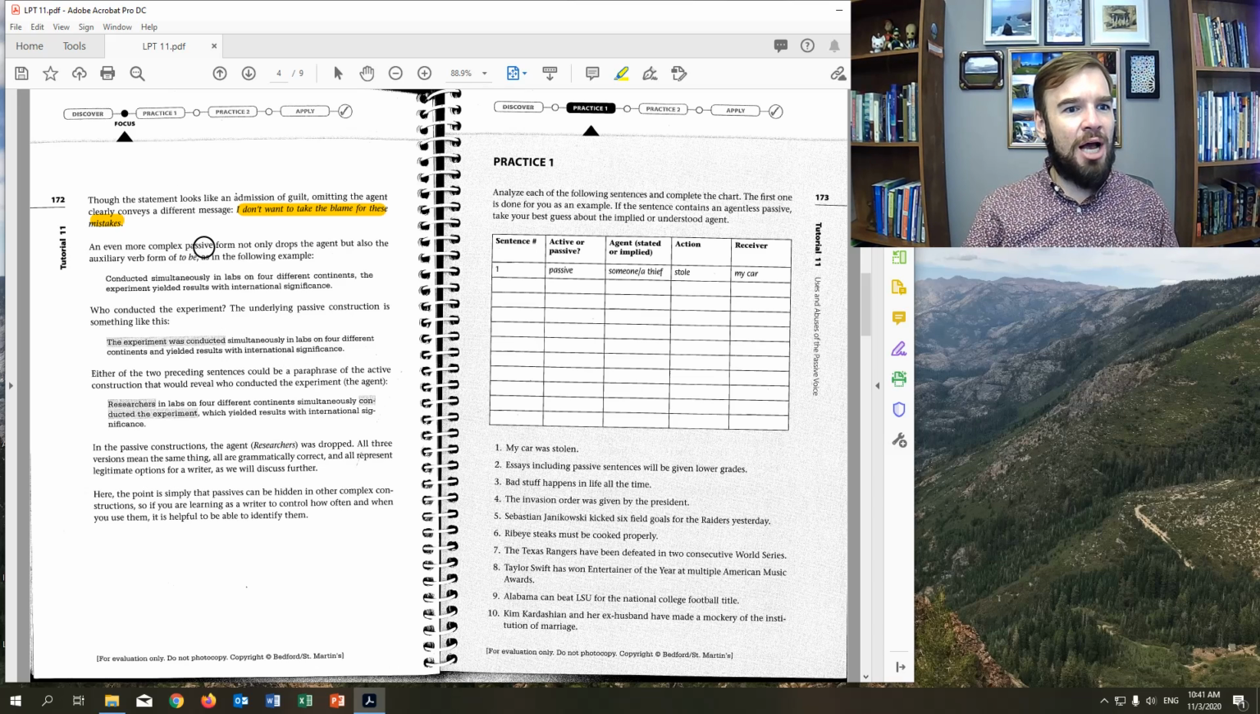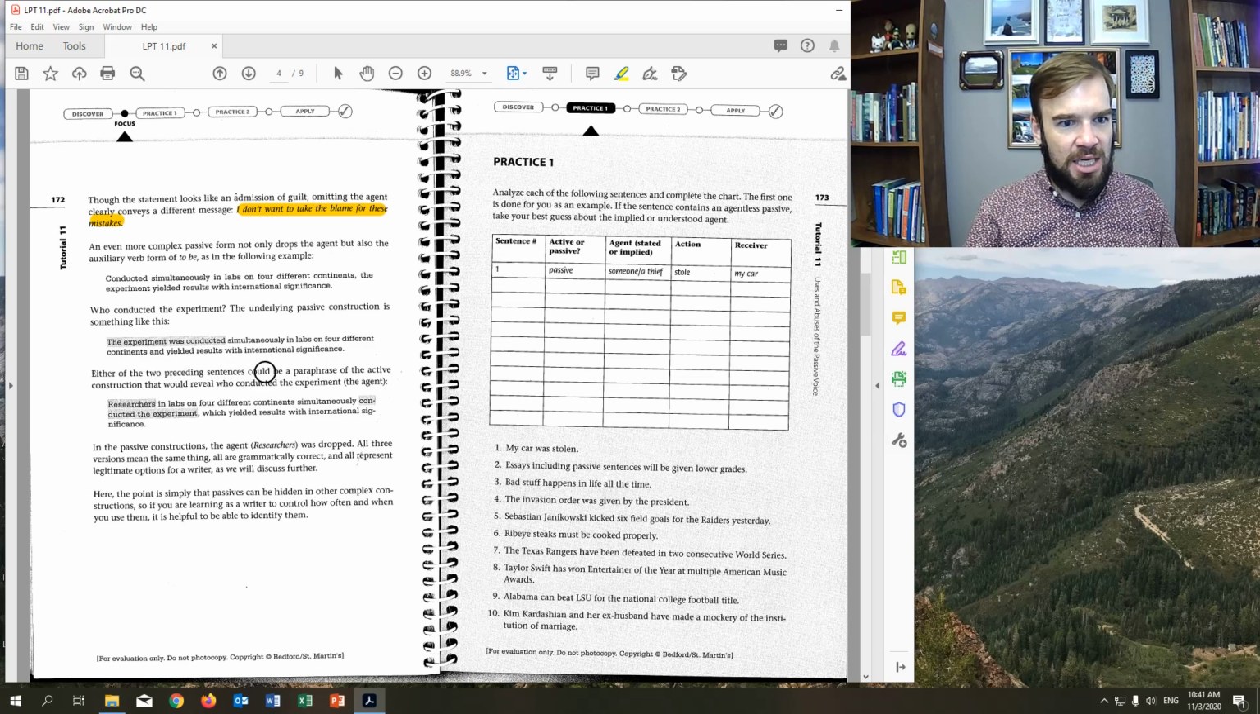Now, an even more complex passive form not only drops the agent, but also the auxiliary verb form be, as in the following example. "Conducted simultaneously in labs on 4 different continents, the experiment yielded results with international significance." Well, who conducted the experiment? I mean, the underlying passive construction is something like this. "The experiment was conducted simultaneously in labs on 4 different continents and yielded results with international significance."